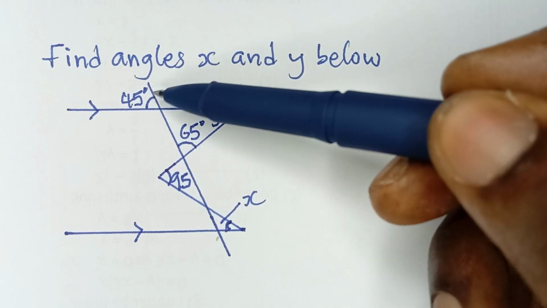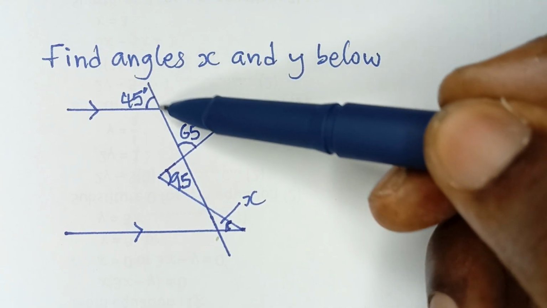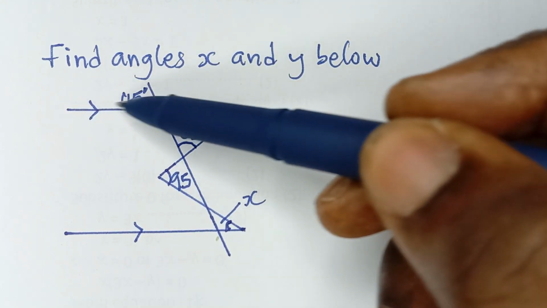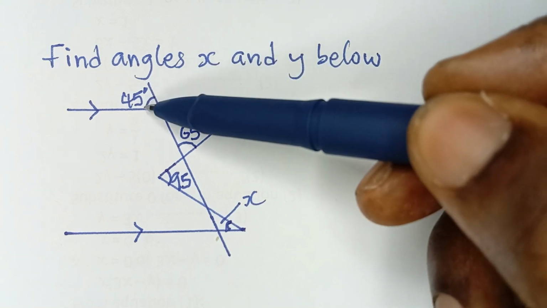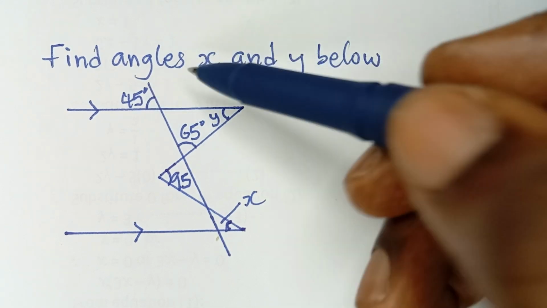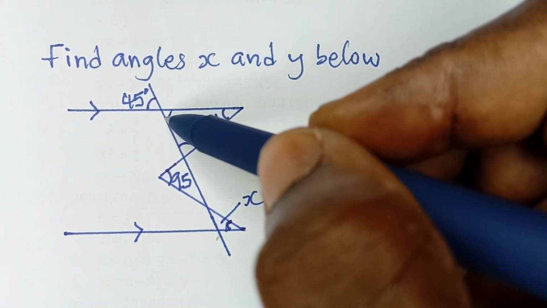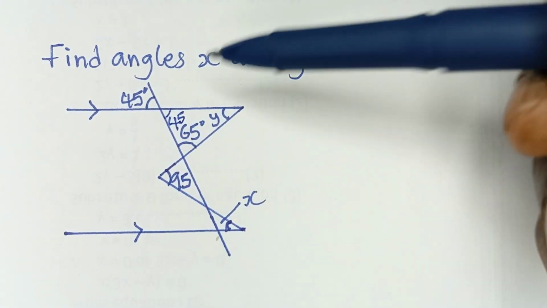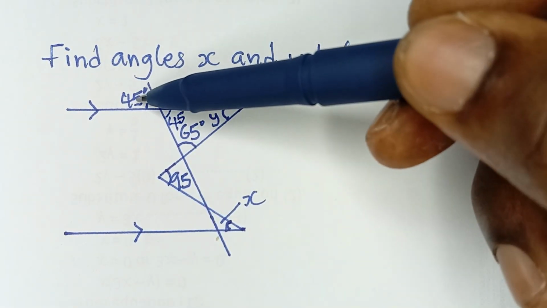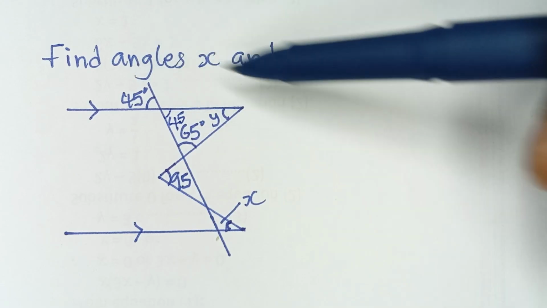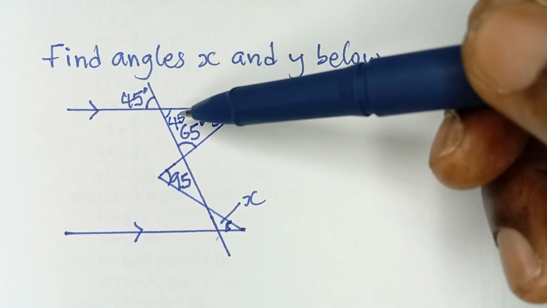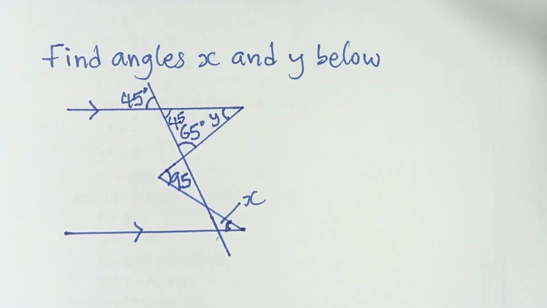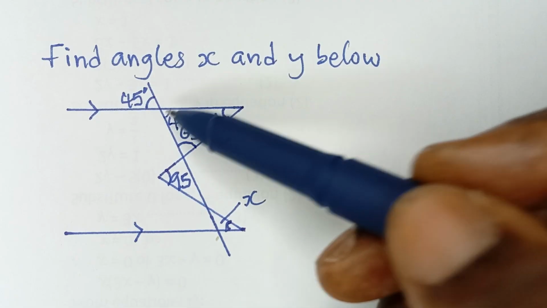Now, if you look at this line here, this is a straight line. This is also a straight line. So if this angle is 45, that means this angle here will also be 45. And what is the reason? Vertically opposite angles are equal. So this angle is 45, and this angle is 45.